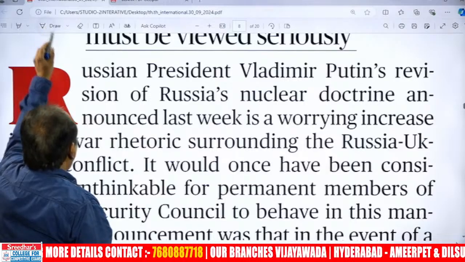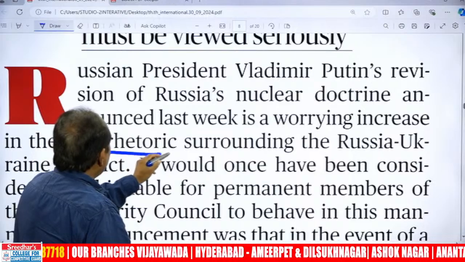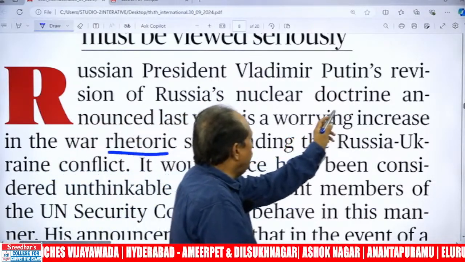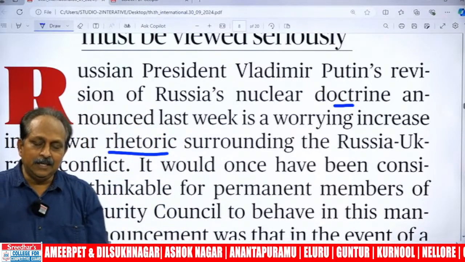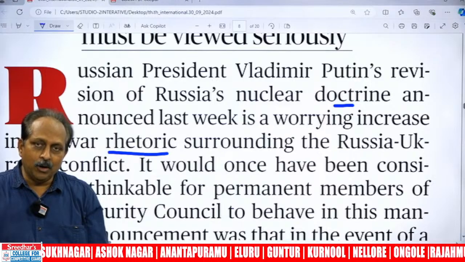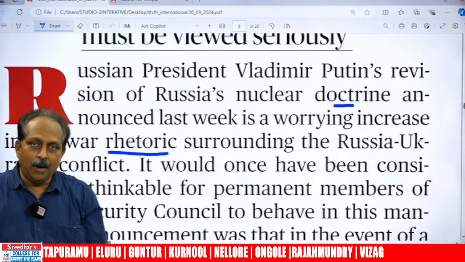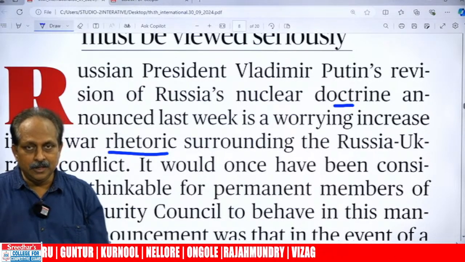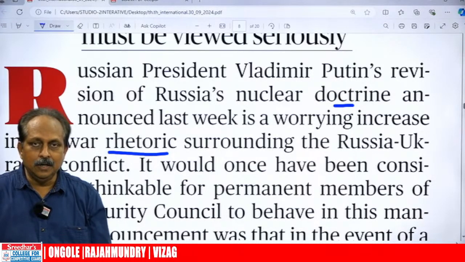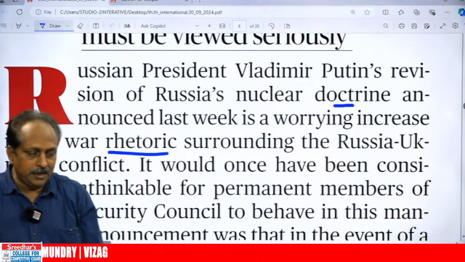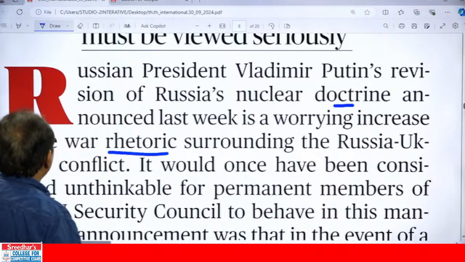Nuclear doctrine announced last week is a worrying increase in the war rhetoric. These are familiar words, we have seen them many a time. Doctrine also we have seen many a time. Rhetoric, what is rhetoric? Rhetoric goes with public speaking. These are politicians, public leaders. They use certain expressions repeatedly to convince the masses or to sway the masses. Sway means influence the masses. And those dialogues, standard statements, we call a rhetoric. Rhetoric goes with politics and public speaking. Here, the war rhetoric surrounding the Russia-Ukraine conflict.